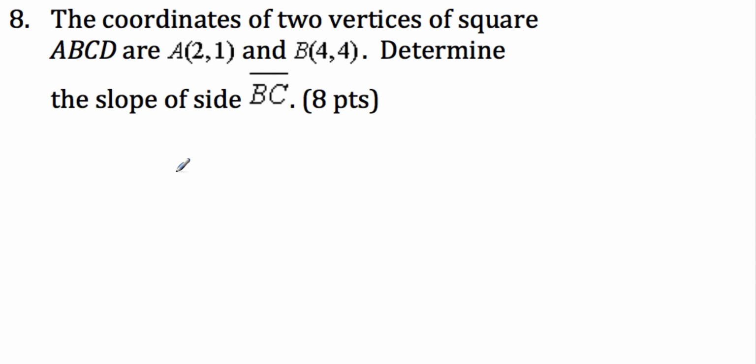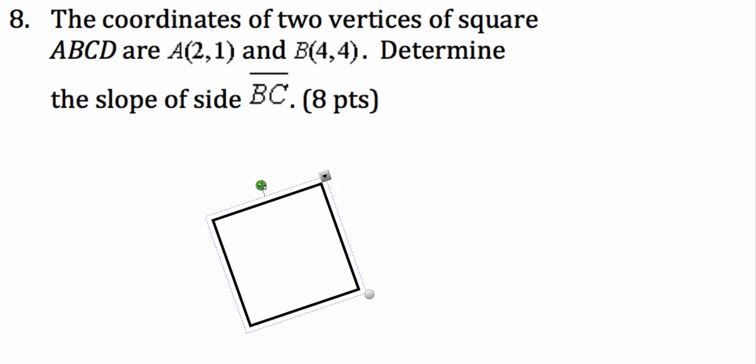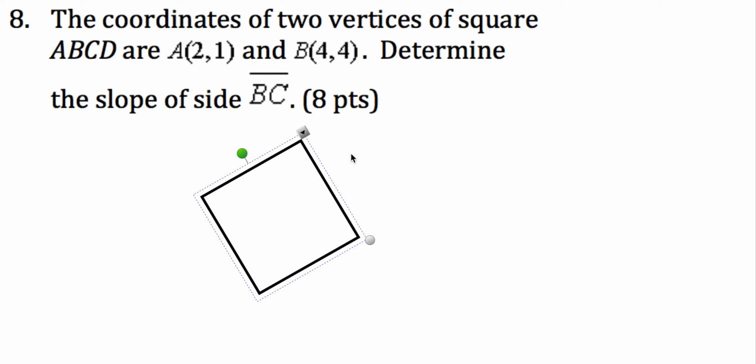All right, let's look at number 8. The coordinates of two vertices of the square are A and B. Now, if you imagine a square, no matter how the square has been positioned, you will see the A, B, C relationship here. Notice AB and BC are perpendicular. So that means the slope that I'm getting from AB, you should get the negative reciprocal of that to get the slope of BC, because that's what we're looking for.